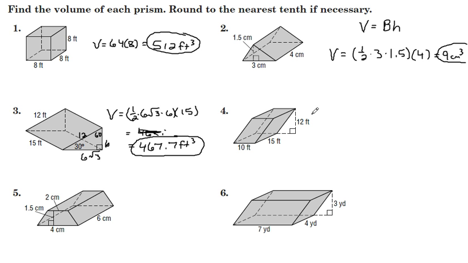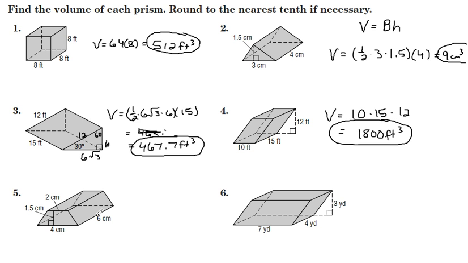Okay, number 4. Looks like we have a parallelogram as a base, and the area of that parallelogram is simply 10 by 15. And then the height, as we can see here, is 12. Now notice it's sort of an oblique type prism. Cavalieri's principle just says no matter what the slant height or how it's situated, the volume is going to be the same. 10 times 15 times 12 gives us 1800 cubic feet.